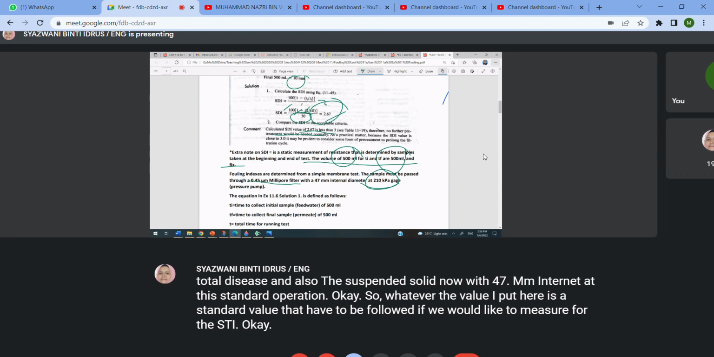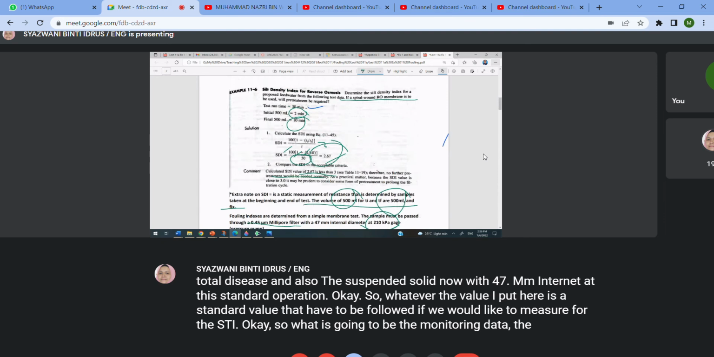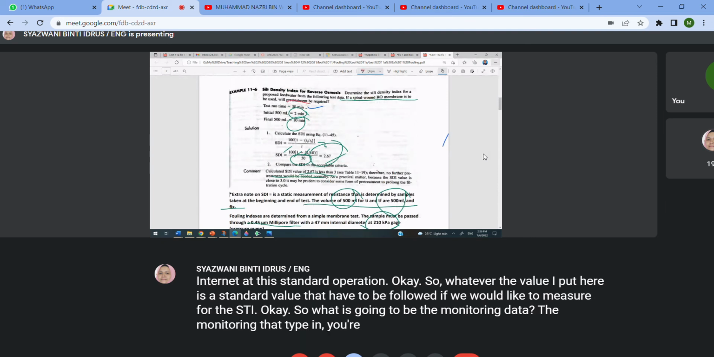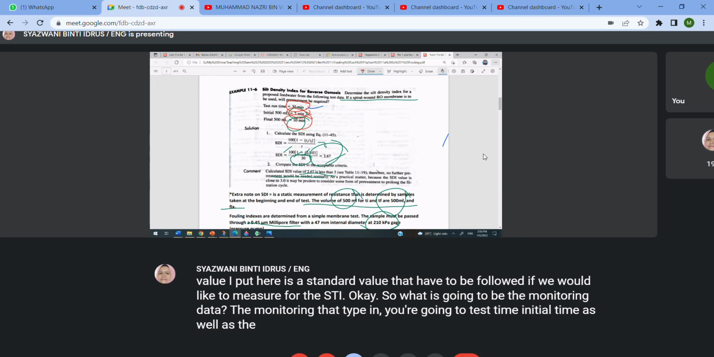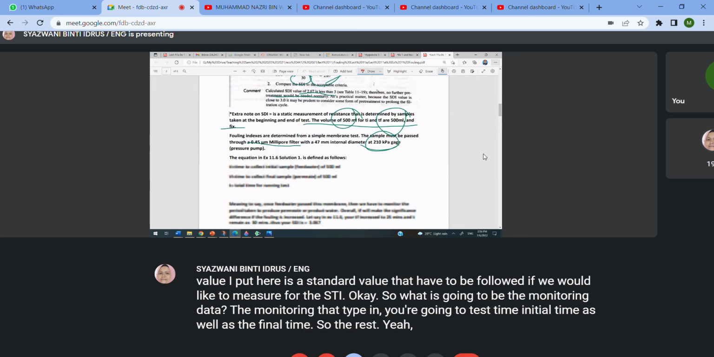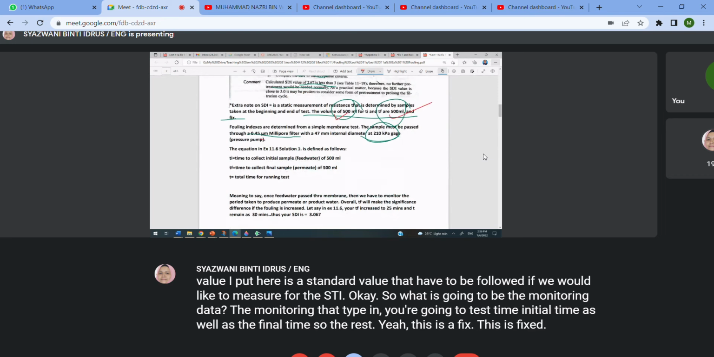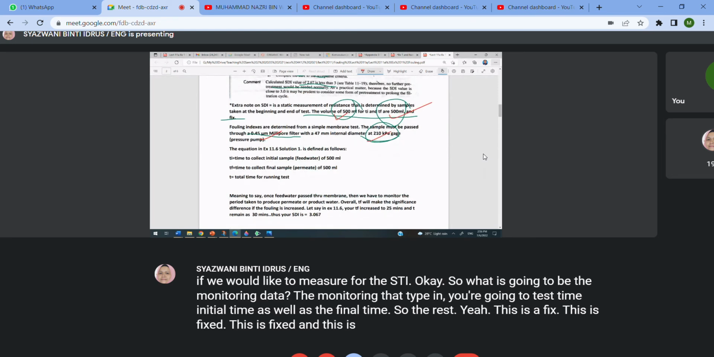So what is going to be the monitoring data? The monitoring data I put in red. You are going to monitor the test run time, the initial time as well as the final time. The rest are fixed values.